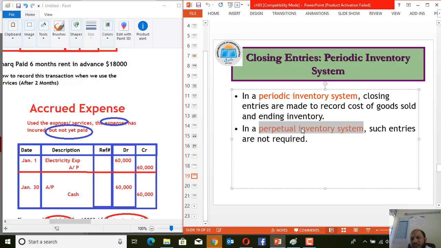So when we are discussing the inventory, in the periodic system we will record inventory, for example, as an expense account, and here it is needed at the end of the period that we should record the cost of goods sold and also the ending inventory. But in the perpetual inventory system we will record the inventory as an asset, and we will not record it in expenses. So that's why it does not require the closing entries.